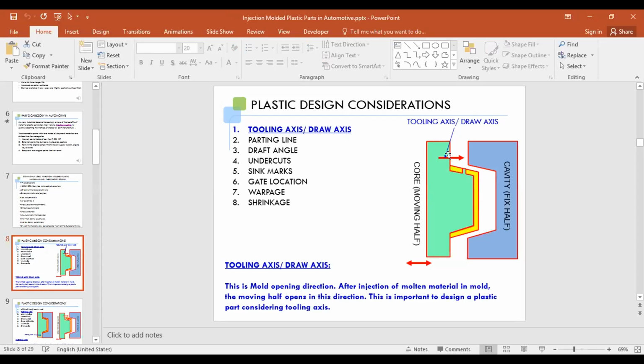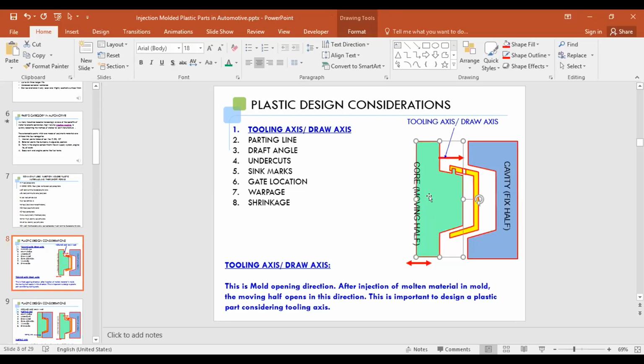In injection molding, there are two things. One is the cavity and the second one is the core. The cavity is always fixed normally, and the core is the moving half. And this yellow one you can see is the part.